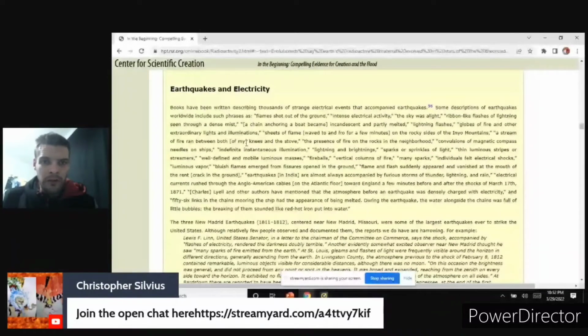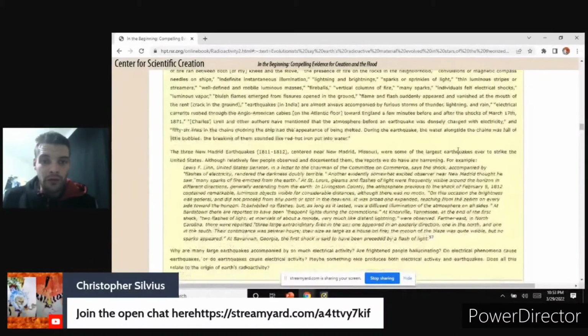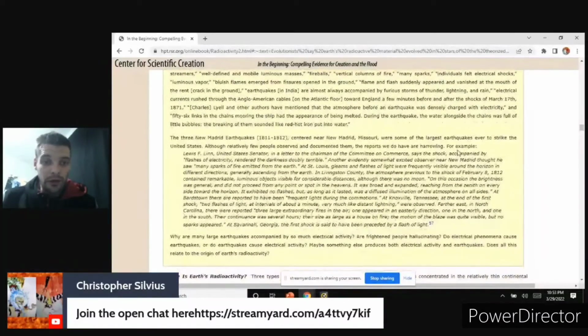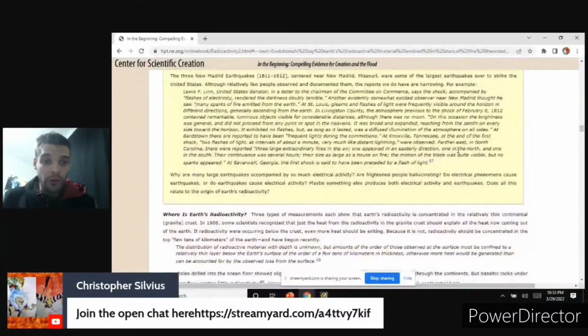Books have been written describing thousands of strange electrical events that accompany earthquakes, and some descriptions of earthquakes worldwide include such phrases as flames shot out of the ground, intense electrical activity, the sky was alight, ribbon-like flashes of lightning seen through a dense mist, lightning flashes, globes of fire, and other extraordinary lights and illumination. There are many reports of electrical storms actually occurring in the crust of the earth as a result of earthquakes.